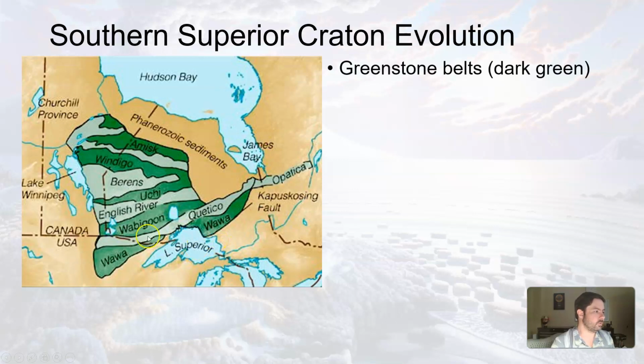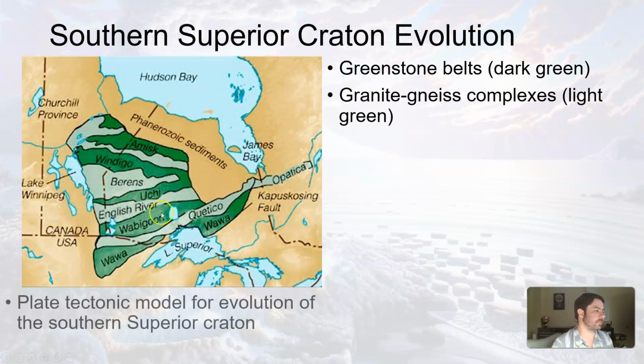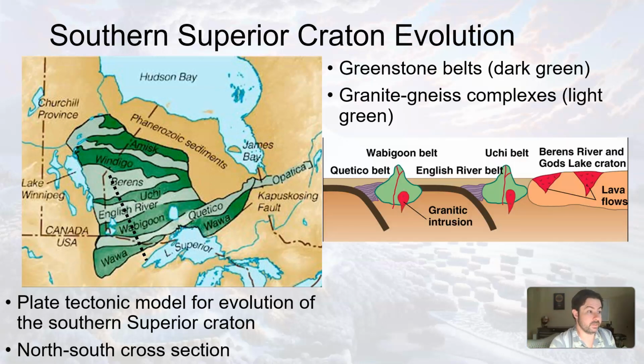The darker green are greenstone belts. The lighter green are those granite gneiss complexes. What this shows us is a model for how cratons evolved via plate tectonics back in the Archean. So let's look at a cross section. Imagine slicing the Superior craton along this line, and then tilting up and looking at it from the side to see what we see.